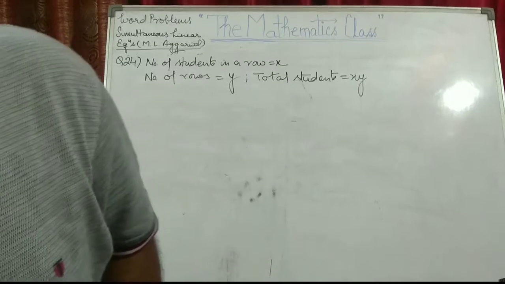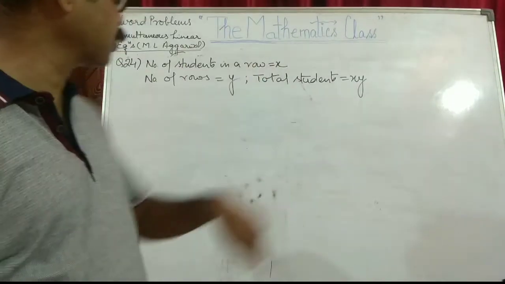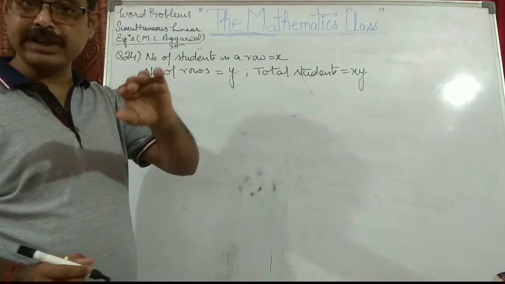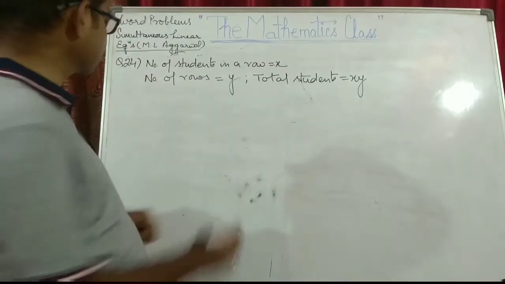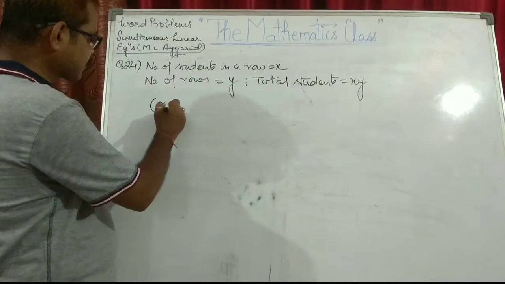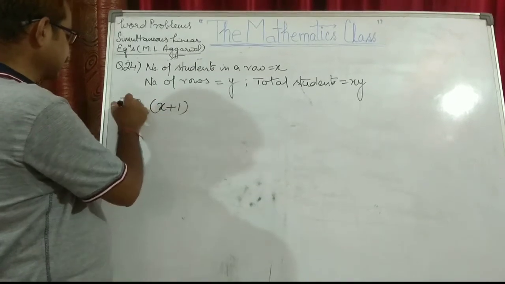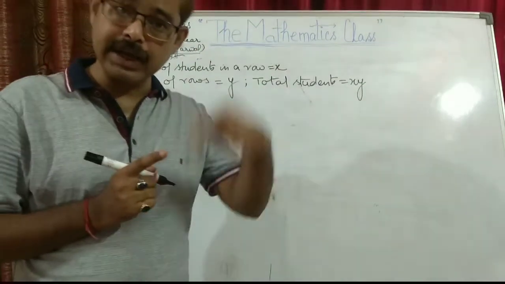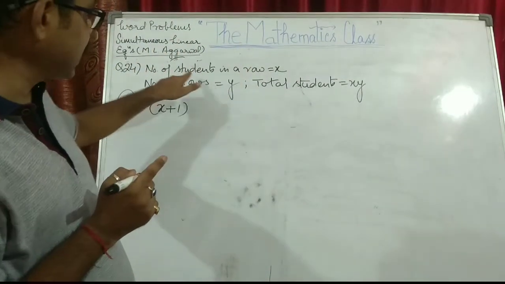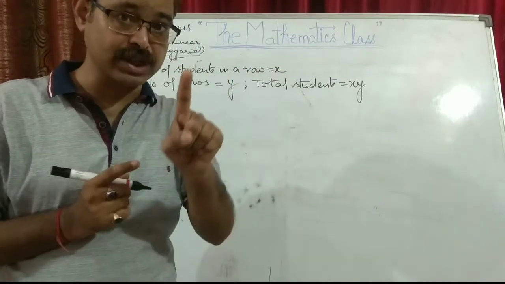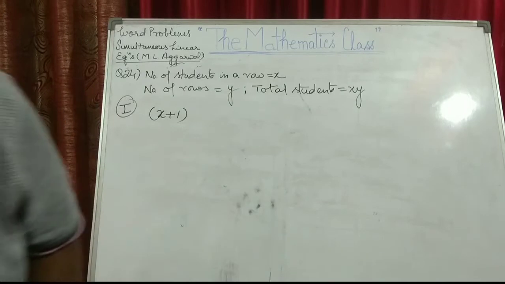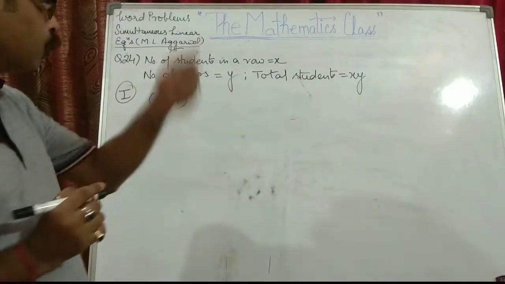They say if one student is extra in a row, there are X students, and one extra means X plus 1. That is the first case. If one student is extra in a row, we have assumed that there are X students in a row. One extra means X plus 1. Then what will happen? There will be 2 rows less.